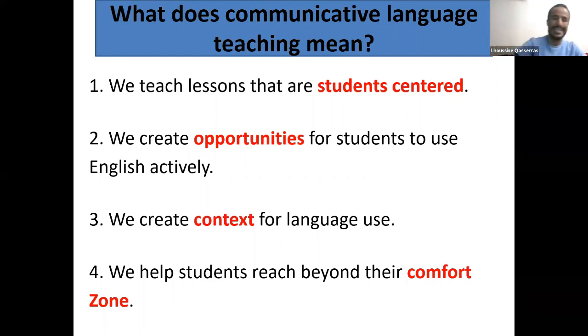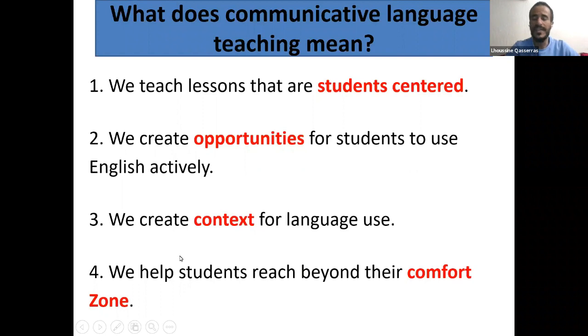All right. Now, number two, we create opportunities for students to use English actively. Communicative activities, real life situations, doctor, patient, servant, customer, etc. When you go to the restaurant, waiter and you, the customer. So real life situations.